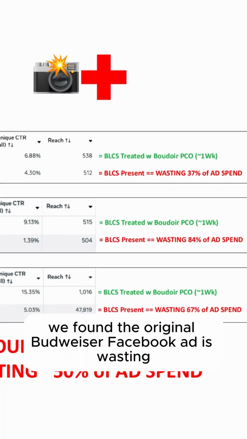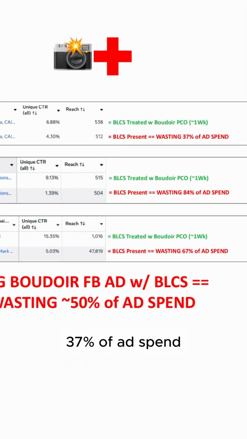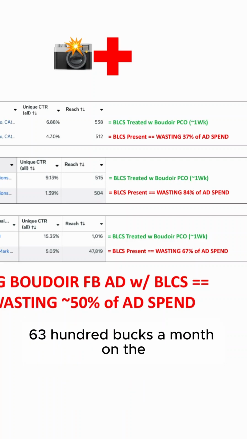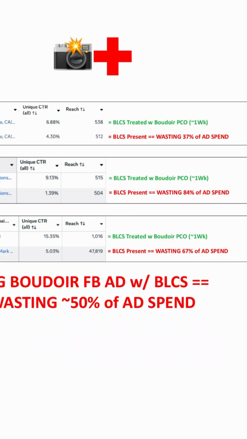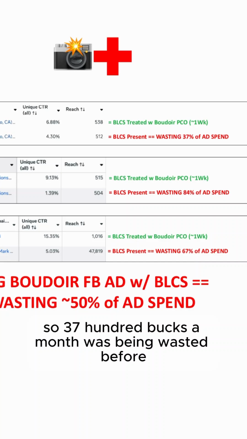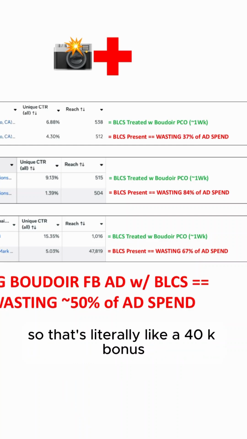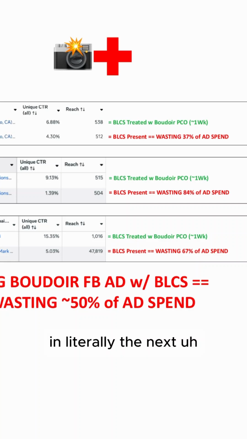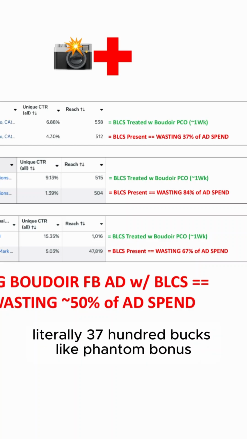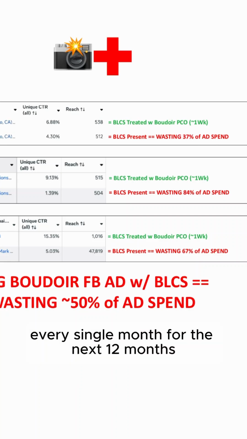So we found the original boudoir Facebook ad is wasting 37% of ad spend, which means if the original was spending 10 grand a month, now the boudoir photographer only needs to spend $6,300 a month on the Boudoir Pico treated ad, and they will get the same number. They're adding to the same number of women's brains each month. So $3,700 a month was being wasted before. Now we don't even spend it. The boudoir photographer can simply pocket it. So that's literally like a 40K bonus over the next 12 months. Literally $3,700 like a phantom bonus every single month for the next 12 months.